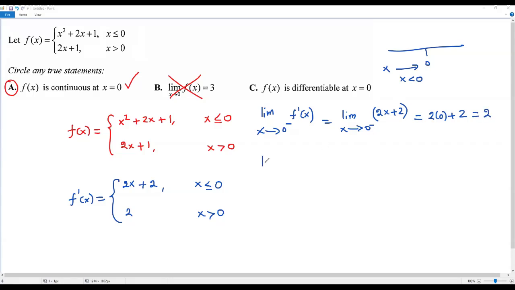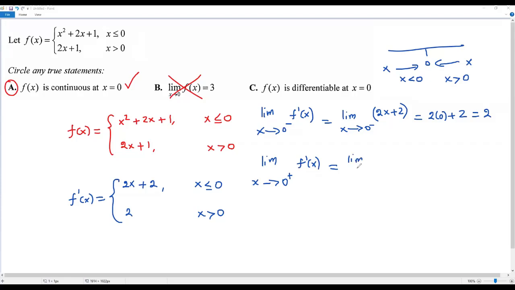Okay, now let me evaluate the right side limit as x approaches 0 for f prime of x. Let me do it. So here I have taken a positive sign. It indicates that x approaches 0 from its right side. When x approaches 0 from its right side, the values taken by x will be greater than 0. So now we have to consider the piece of f prime of x where x is greater than 0. When x is greater than 0, the piece we have for f prime of x is 2. So now we have to plug in this 2 for f prime of x.